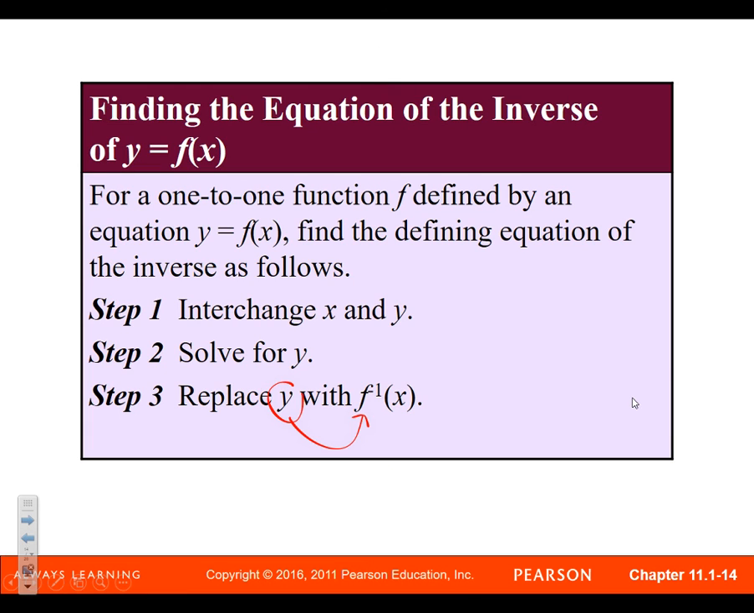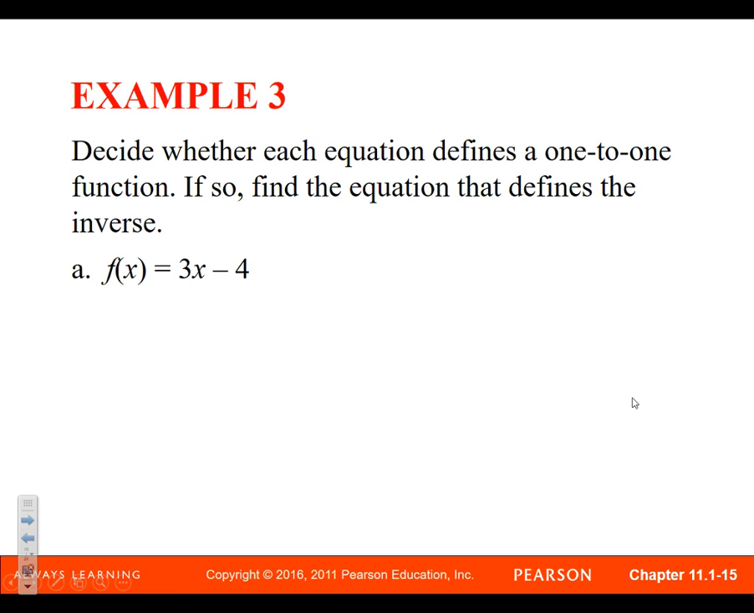Okay, can we go with the example now? Here we go. Decide whether each equation defines a one-to-one function. If so, find the equation that defines the inverse. This is a one-to-one function because it's just a line, right? If it's just a line, there's no way it's going to turn on itself.